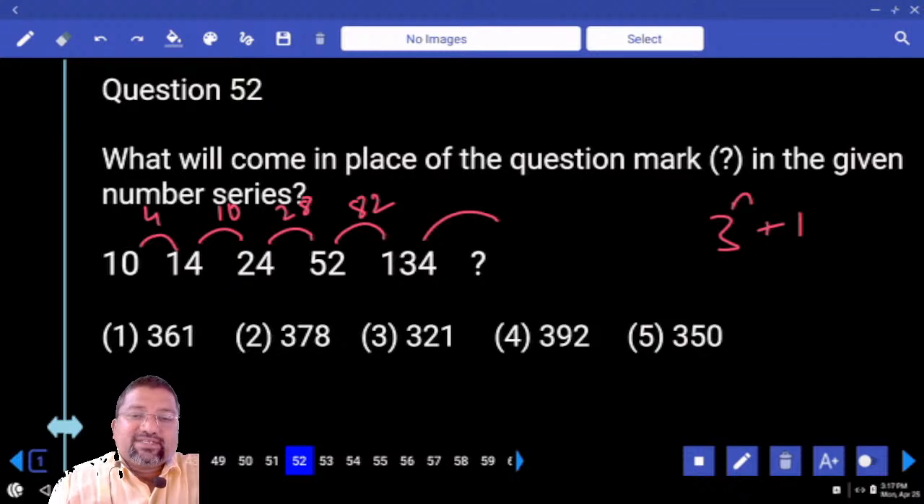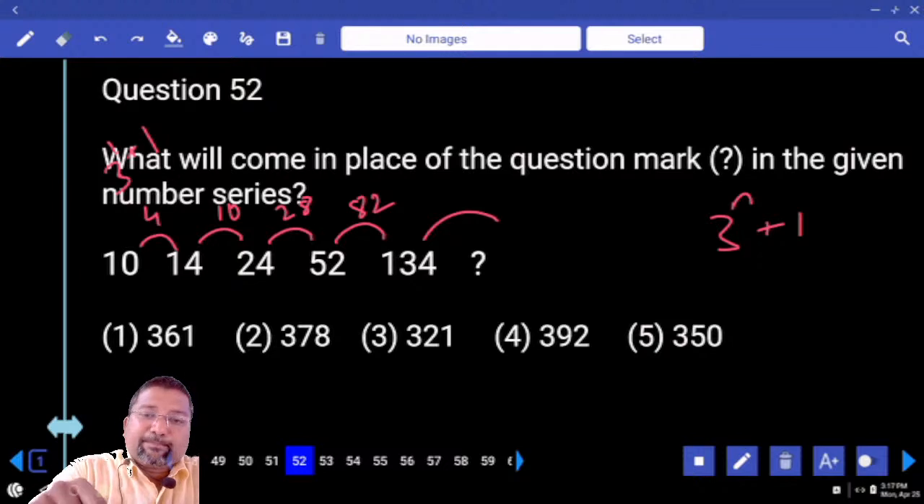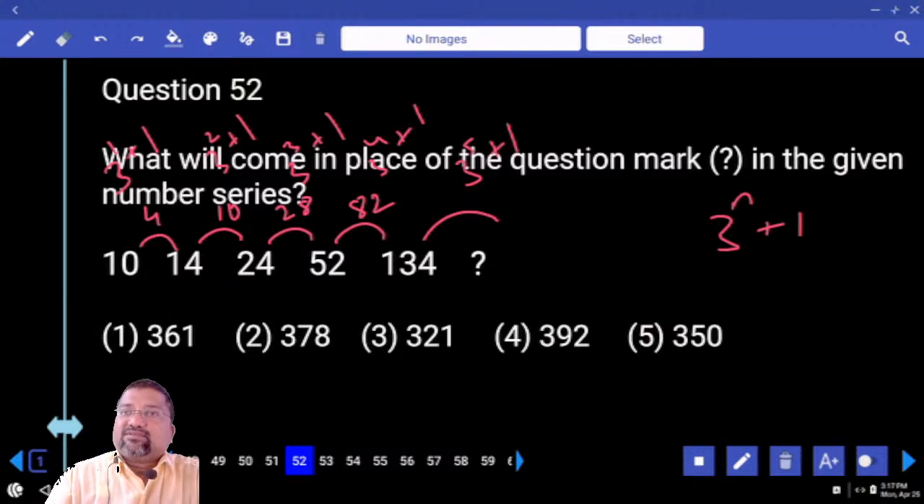Those people who don't know this, they'll go for difference of difference. This 4 is 3 power 1 plus 1. What is 10? 3 power 2 plus 1. This is 3 power 3 plus 1. 3 power 4 plus 1. Next is 3 power 5 plus 1. What is 3 power 5? 243 plus 1, 244. What's the answer? 370.